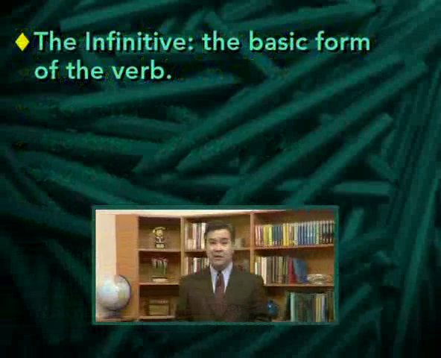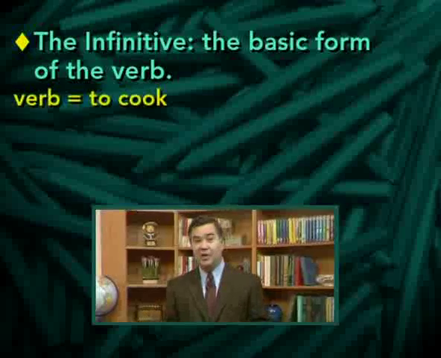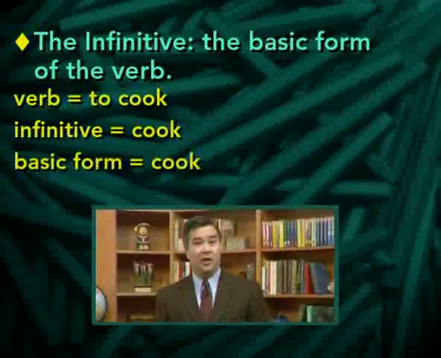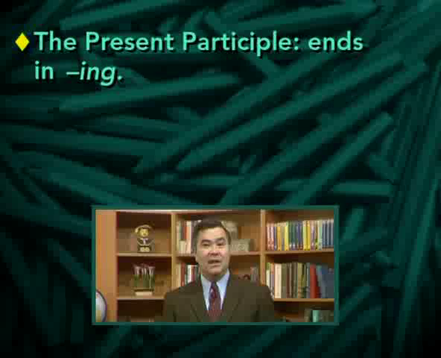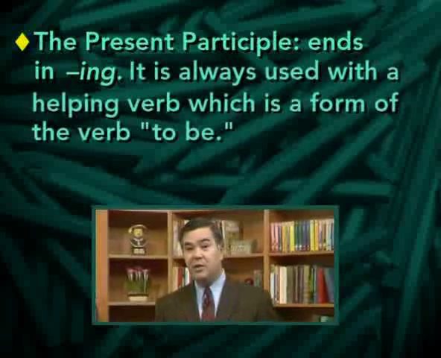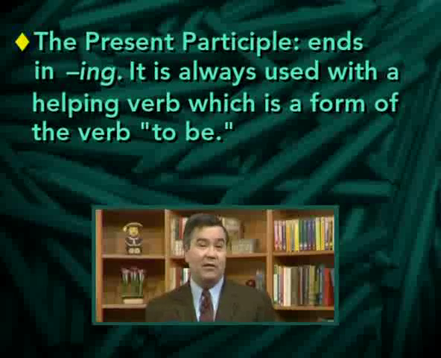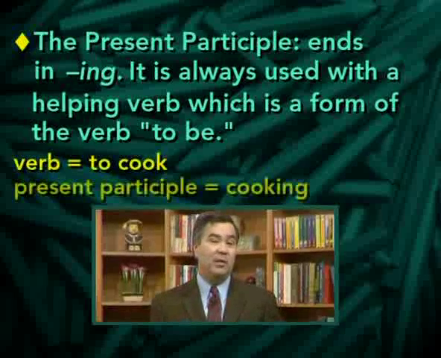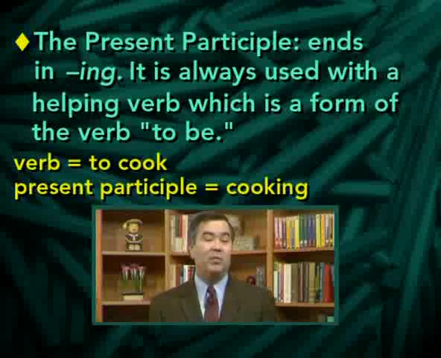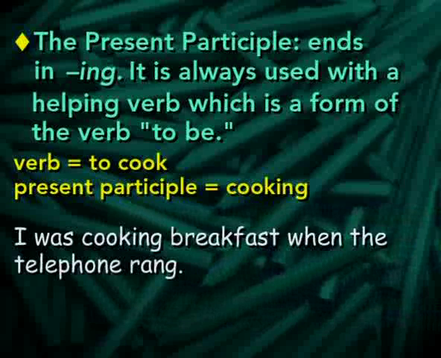First, the infinitive. The infinitive is the basic form of the verb. Take a verb like to cook. The infinitive is cook, and the basic form of the verb is the same, cook. The present participle ends in the letters ing. As you'll see, the present participle of any verb is always used with a helping verb, which is a form of the verb to be. Take the verb to cook again. The present participle would be cooking, and it would always be used with a helping verb that's a form of the verb to be. For example, you might say, I was cooking breakfast when the telephone rang.